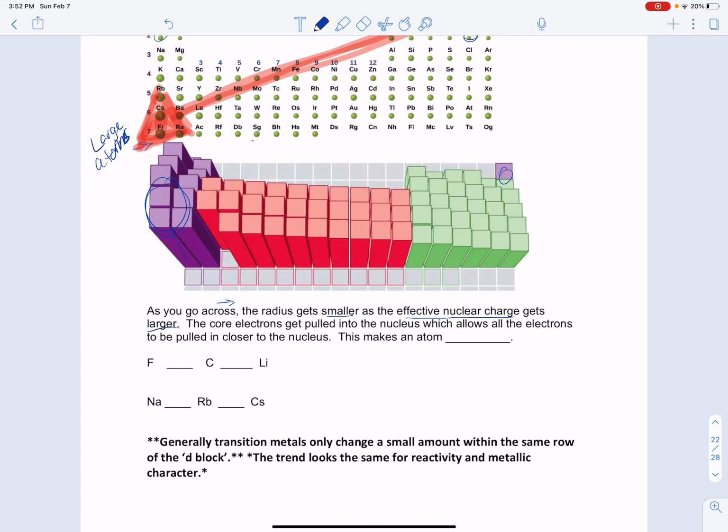The core electrons are pulled into the nucleus. The valence electrons are pulled into the nucleus, which allows all the electrons to be pulled in close to the nucleus. Well, the cores and the valence are getting pulled in. This makes the atom smaller.